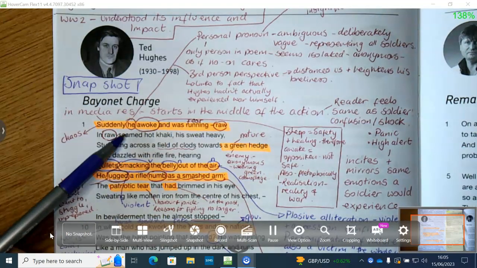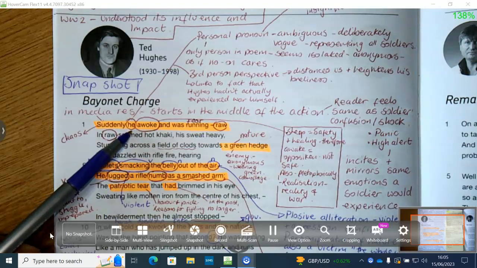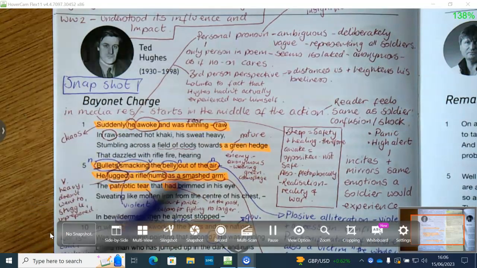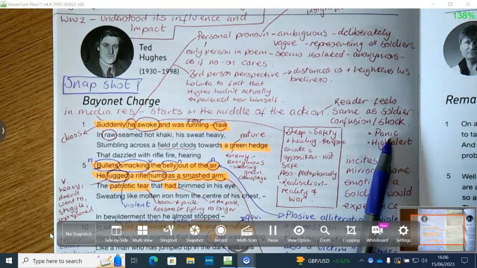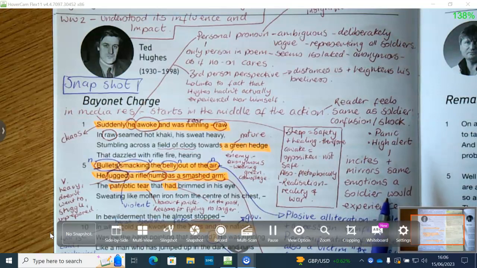Let's look at some of the other things in this line then. The in media res starts off by creating a sense of confusion and shock. The soldier is panicking and is on high alert. And what's actually happening here is Hughes is trying to incite and mirror the same emotions that a soldier would experience in the reader. So because we don't really know what's going on at this point, the reader feels the same emotions as the soldier.